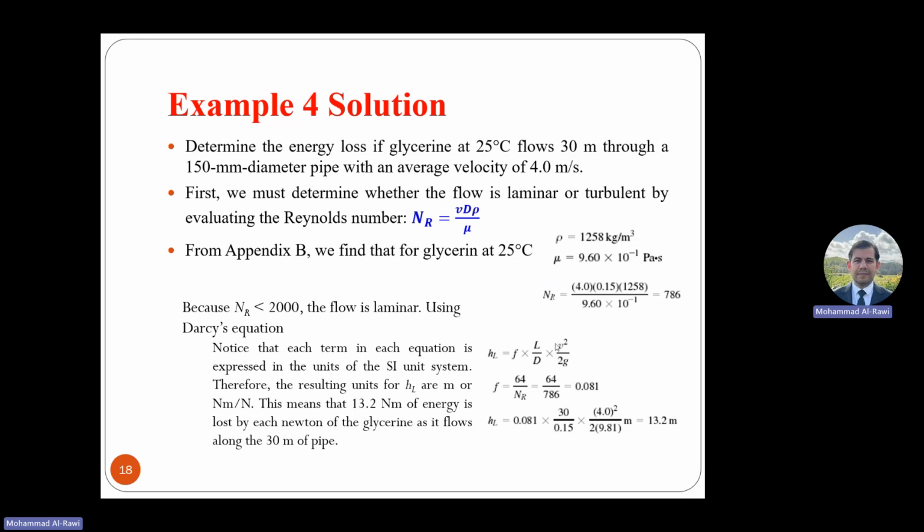Now, to solve the energy loss due to friction, HL equals F L over D, which is the Darcy equation, times V squared over 2G. L is given to us, 30 meters. D is 150 millimeters, but remember, we must divide it by 1000 to match the units. So it would be 0.15. F is the one we determine from this equation, 64 divided by the Reynolds number. You get 0.081. And then V is given, 4 meters per second, squared, divided by 2 times the gravity acceleration, 9.81. You get H loss as around 13.2 meters, or we call it Newton meters per Newton. But in many cases, we just say this is energy loss by head, or the distance in meters.